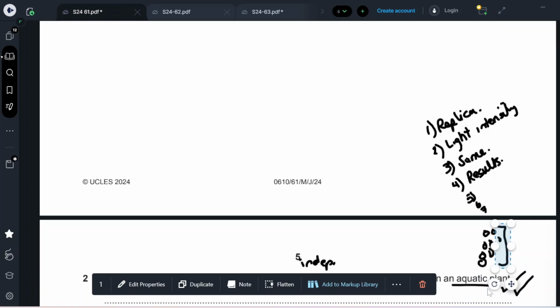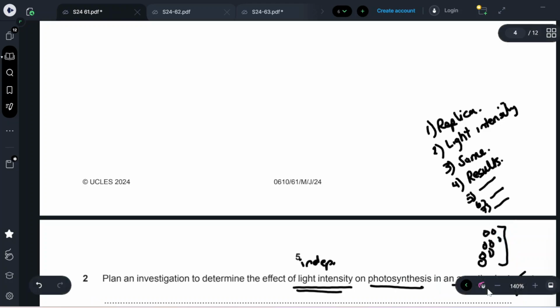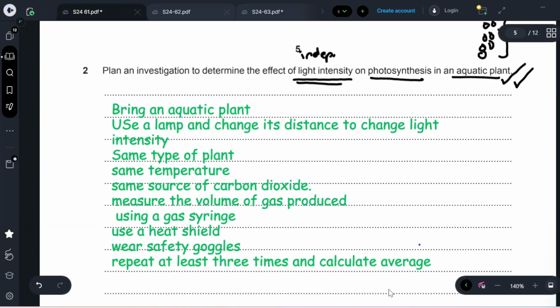Number 5, 6, and 7. Improvement, safety precaution, repeat. For the improvement, you can maintain the temperature so that it does not change. Thermostatically controlled water bath. Safety precaution, you have a lamp, electricity, and you have water. So you can make sure that they do not touch each other. Then repeat at least 3 times and calculate an average.